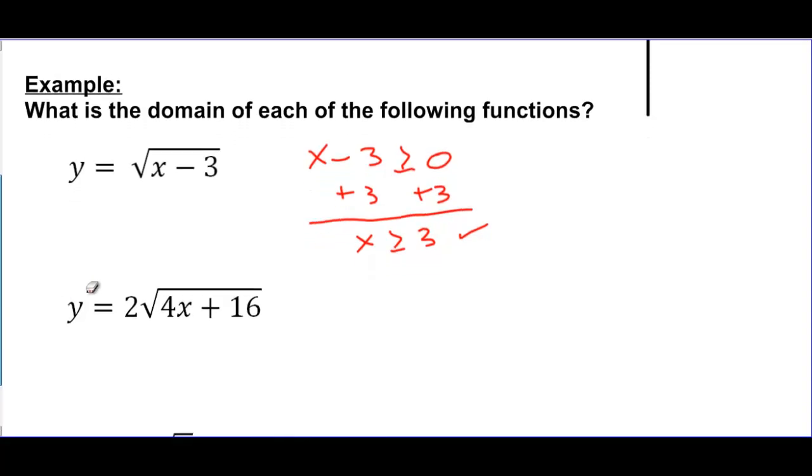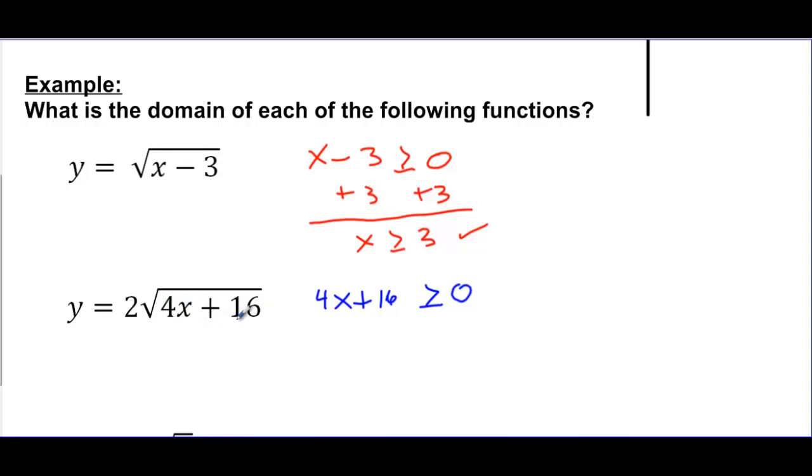Okay? In the second example, I have a little bit more going on. When I'm simplifying this one, I'm going to say just what's underneath the radical: 4x plus 16 has to be greater than or equal to 0. That 2 that's on the outside is going to affect our graph and our xy table, but it doesn't affect the domain at all.